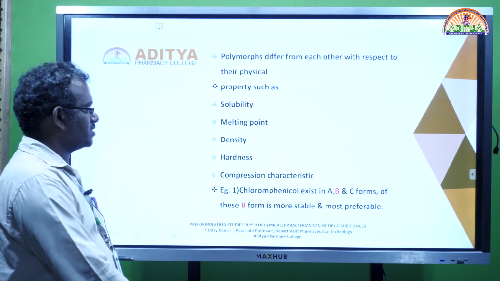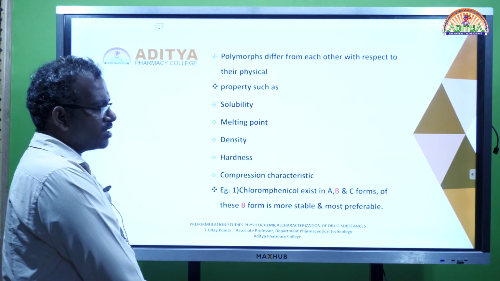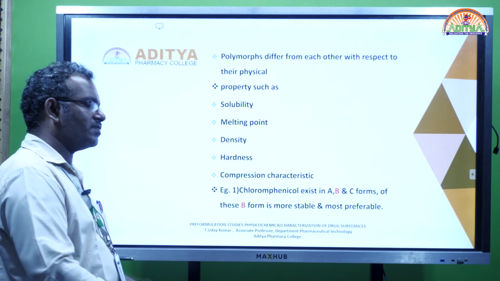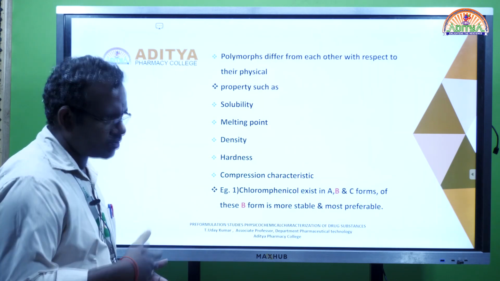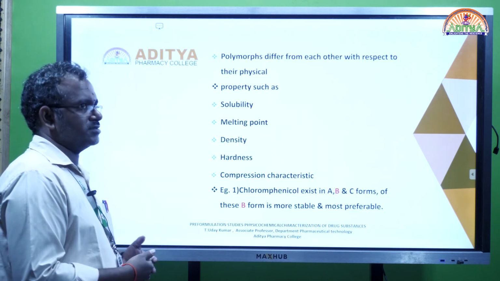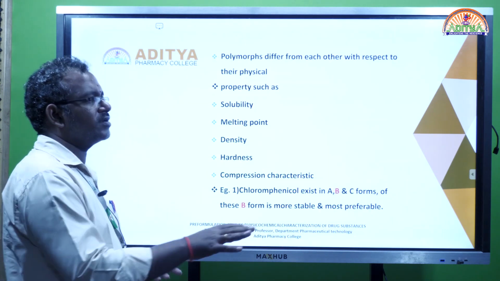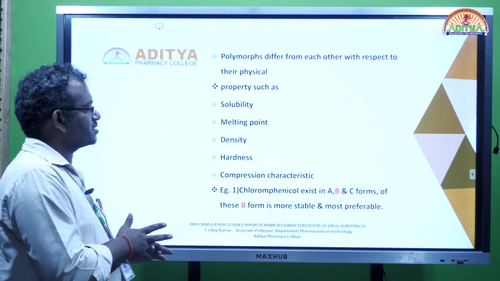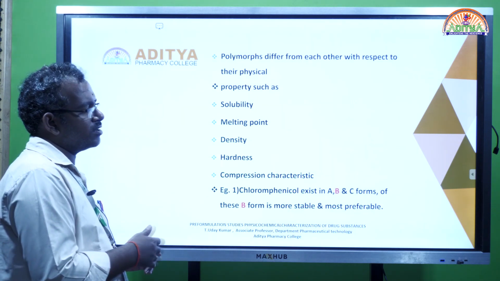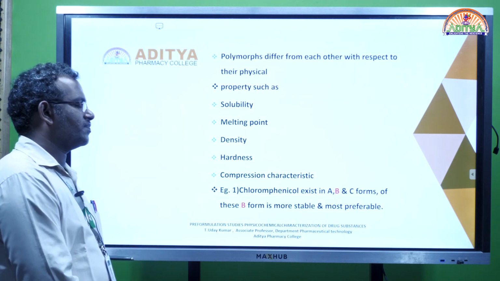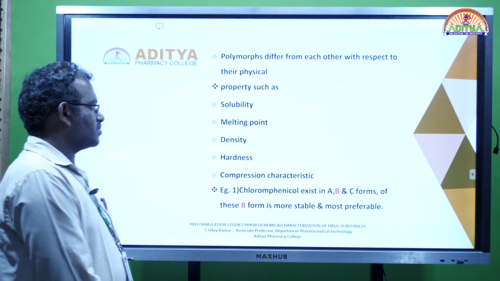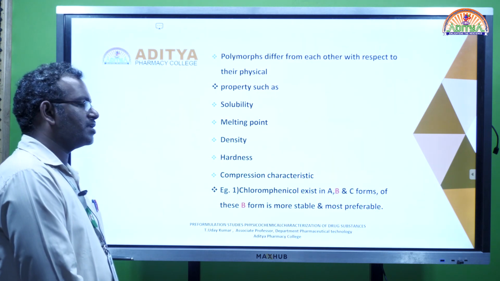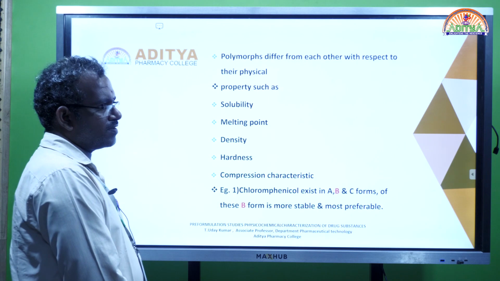Last one: polymorphs will differ from each other. I already said, poly means many, morphism, the same drug is available in different forms. Even though the different forms are available, one form will vary from another with respect to their properties. So we are going to study all the properties, like solubility, melting point, density, hardness, compression characteristics. Finally, we are going to select the highly stable one, with higher melting point, density, hardness, compression character, the form which has more superior characteristics. We are going to select the desired form for our formulation purpose.